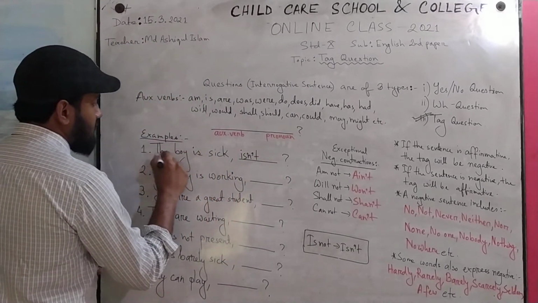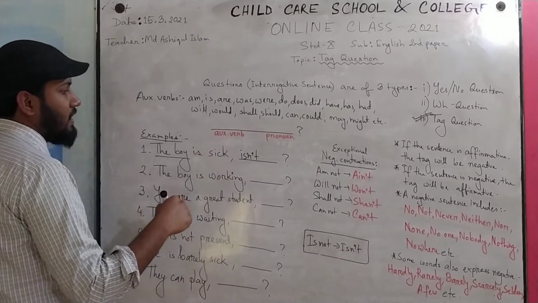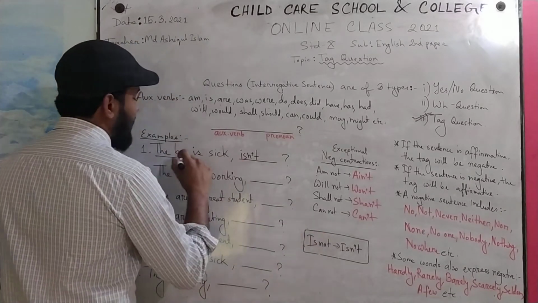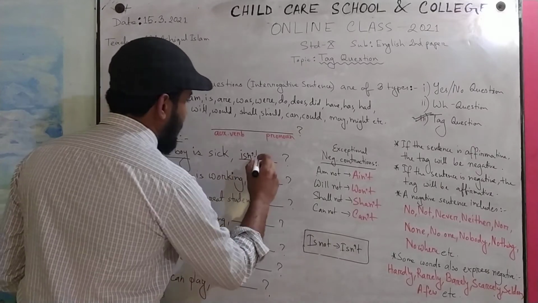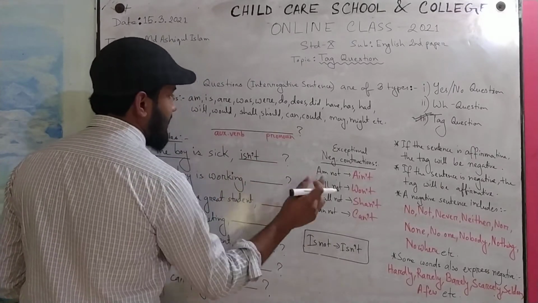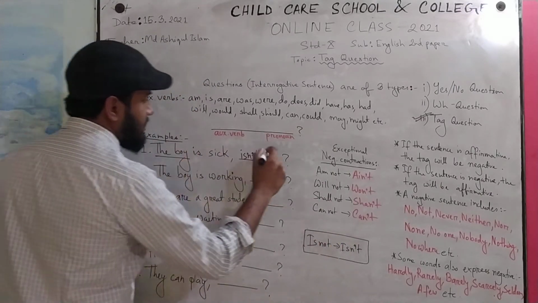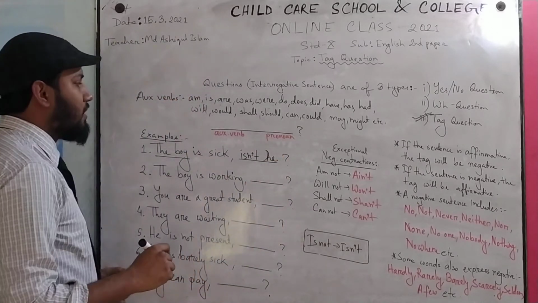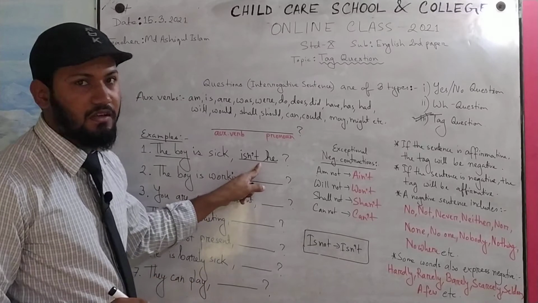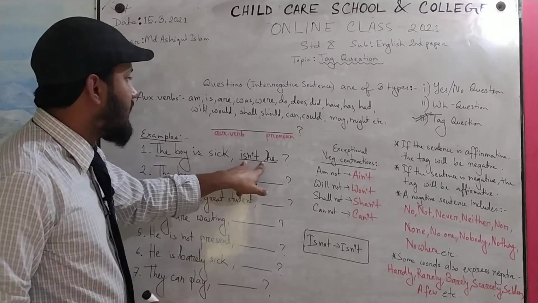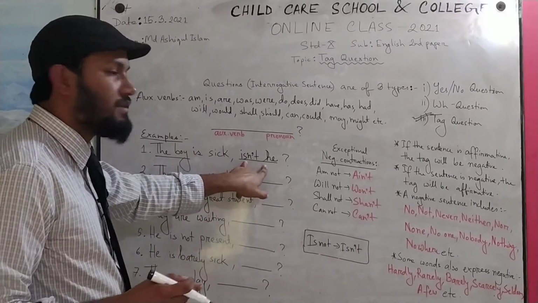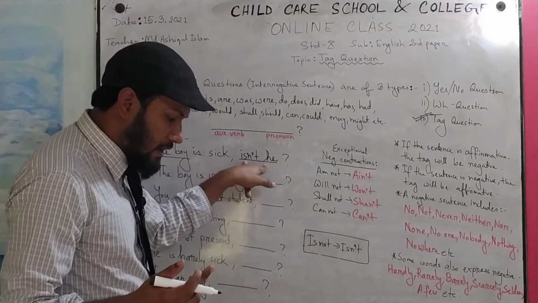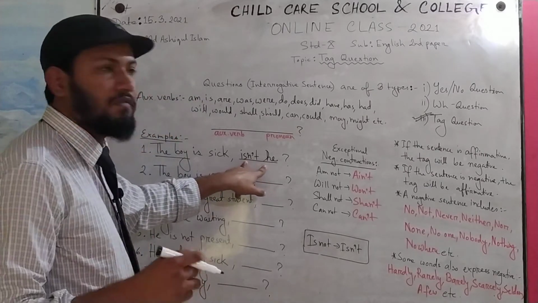And since it talks about the boy, which is a male, we will take the pronoun relative to the subject. Since it's a boy, we will write "he." The boy is sick, isn't he? That is our tag question. And we often ask questions like that to people to get the approval or consent of the other person hearing us.